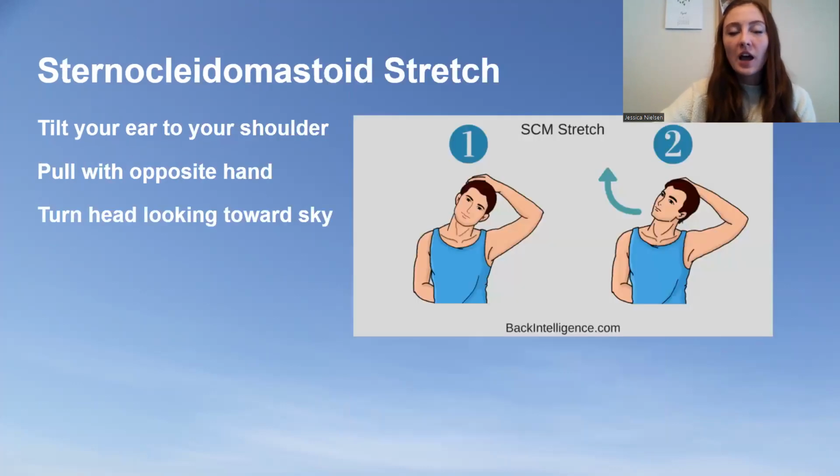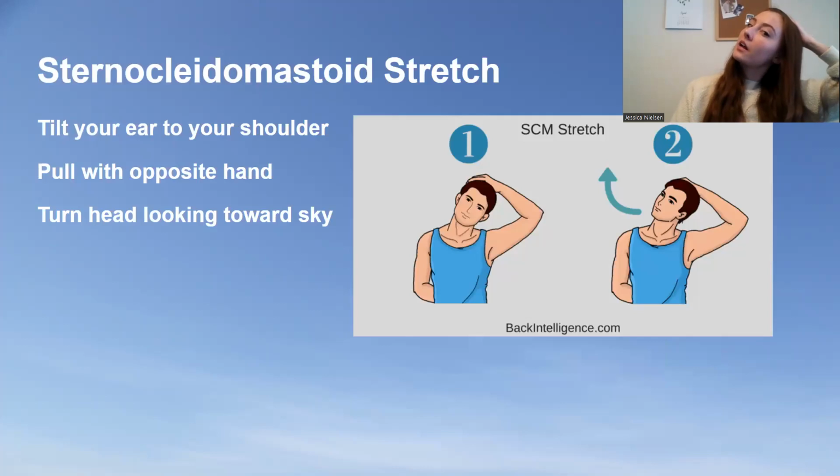So this last one, I wanted to address it. It's also a stretch for the neck, but this one is not going to be on the post-test just because it's a little bit more difficult. With the sternocleidomastoid stretch, you start kind of in that scalene position where you're bringing your ear to your shoulder, but then you're going to tilt your head up towards the sky and pull with your opposite hand, and it should be stretching your sternocleidomastoid muscle, which goes from your clavicle all the way up behind your ear.